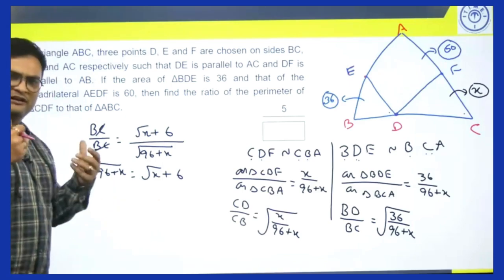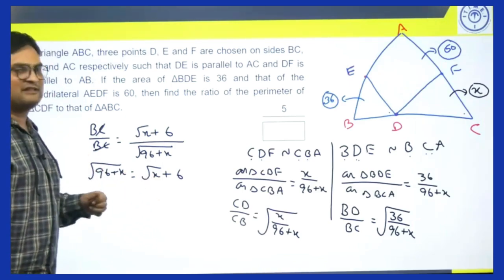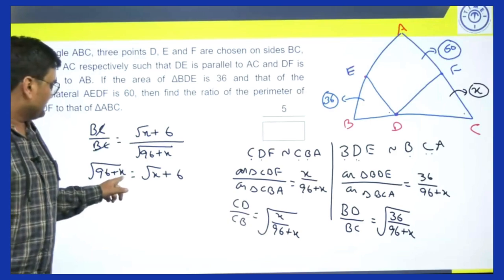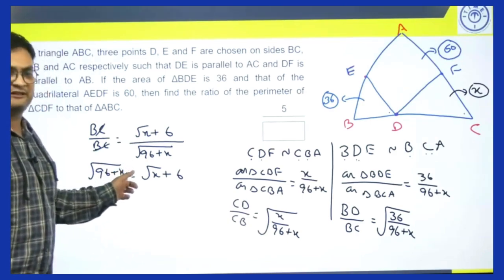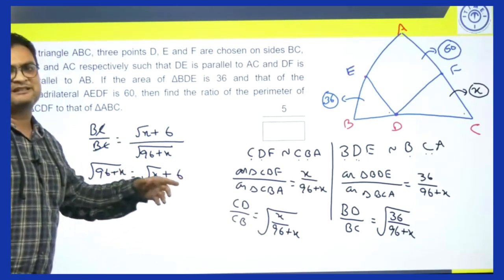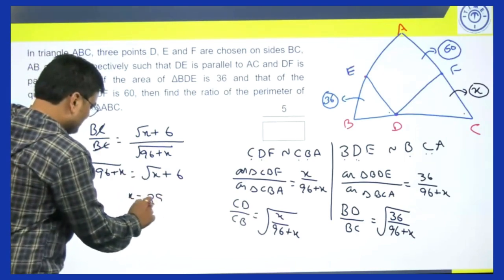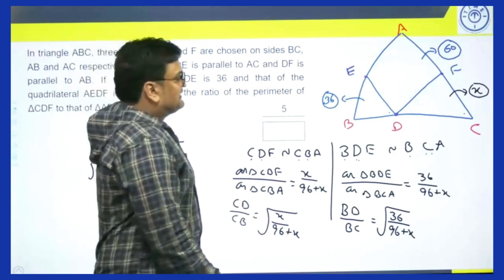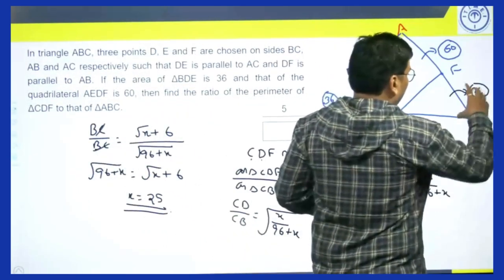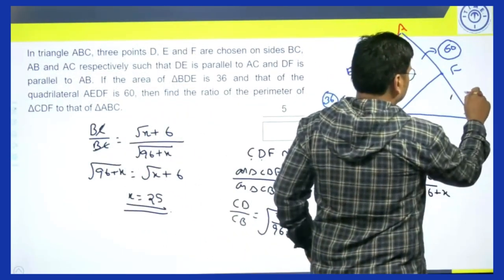Either you square it, or even now you can observe that x equal to 25 will satisfy. If you put x equal to 25, this is root 121, 11. This is root 25, 5, plus 6, 11, matches. Hence we may say the value of x is going to be 25. So this area we may write instead of x as 25.